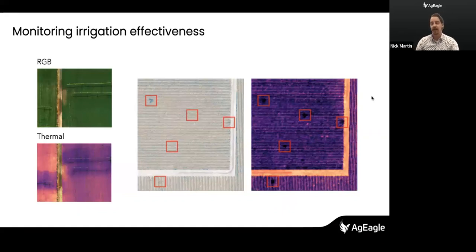So irrigation effectiveness, again, is a huge issue. Water is primary, extremely expensive and necessary. So flying before and after irrigation can really help identify issues with a sprayer. You can get clogged nozzles, or stuck or broken sprinklers. And you can do this by analyzing the temperature gradients within the field.